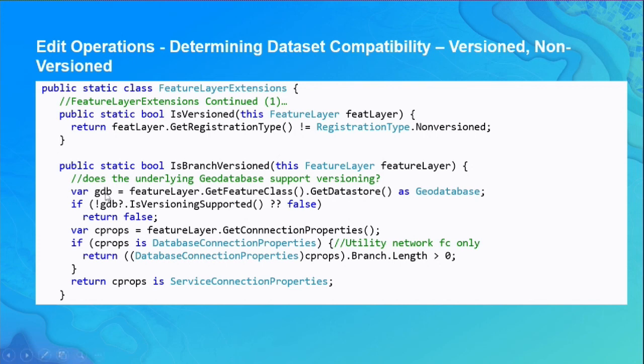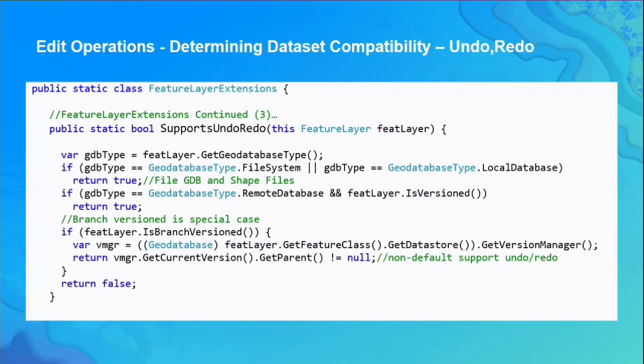However, if versioning is supported on the underlying geodatabase, if the connection properties are a database connection property set and its branch, that's the name of the branch, is greater than 0, that's a utility network feature class of its branch version. Otherwise, if it's got a service connection property, it's a feature service. And if it's a versioned geodatabase, it's branch versioned. Okay, so this is how you can detect if something is branch versioned or not.